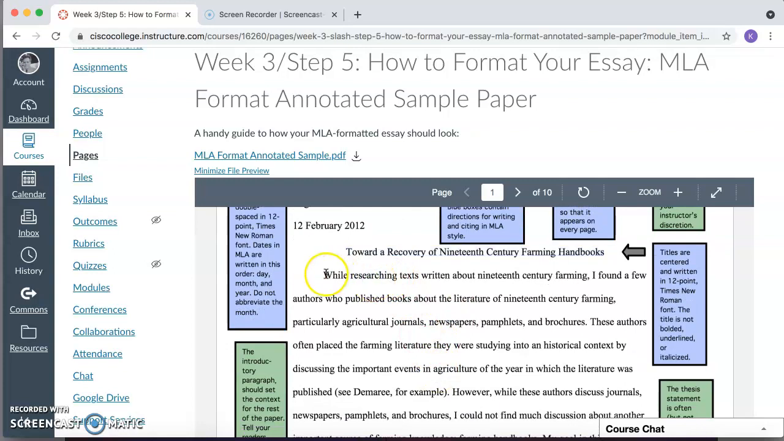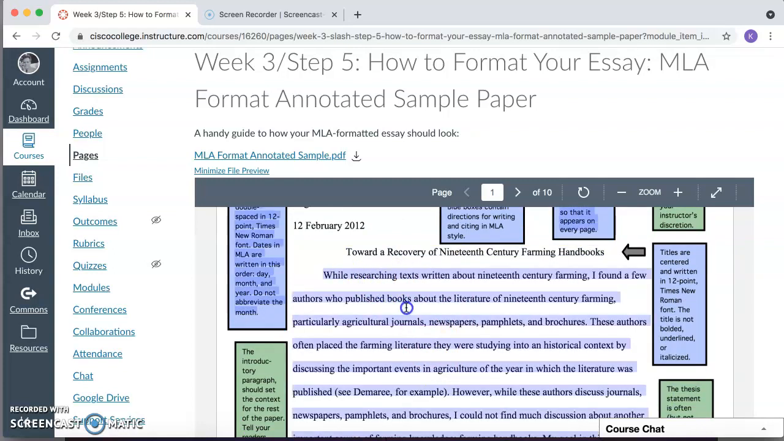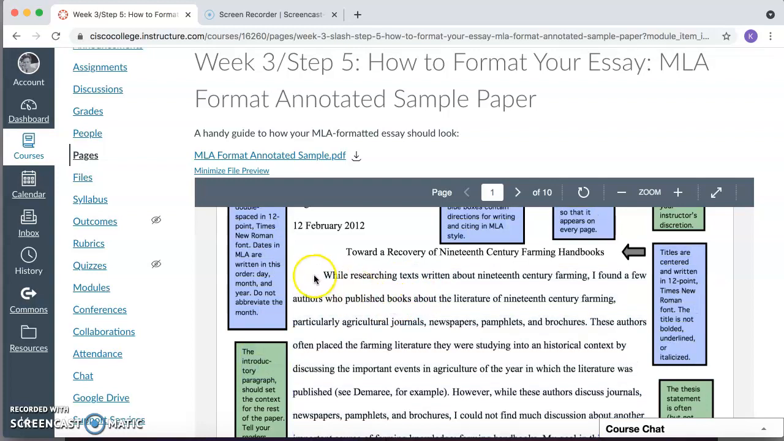The text you will see is what's called double spaced. So there's a line of space in between each line of text. This is crucial. Make sure that any essay you write for college is double spaced. It's easier to write, it's easier to give notes on. It's just how you write college level essays.